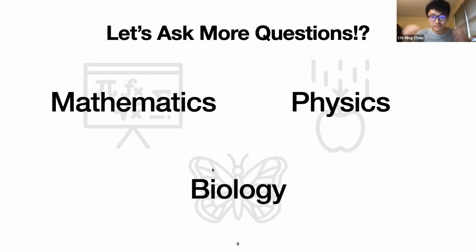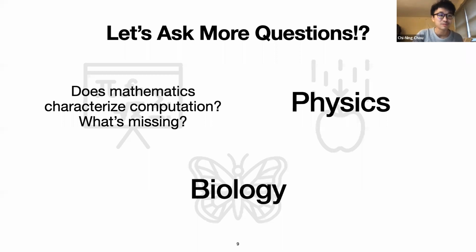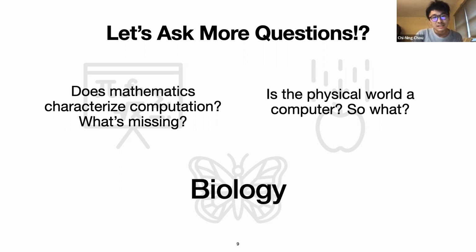Just to give a very overall feeling, maybe for each field we can ask something. For example, for mathematics, we can ask, does mathematics really characterize computation? If not, then what's missing? And in the physical world, can the physical world be modeled by a computer, or is the physical world actually a computer? If so, then so what? What does this really matter? What does this really tell us?